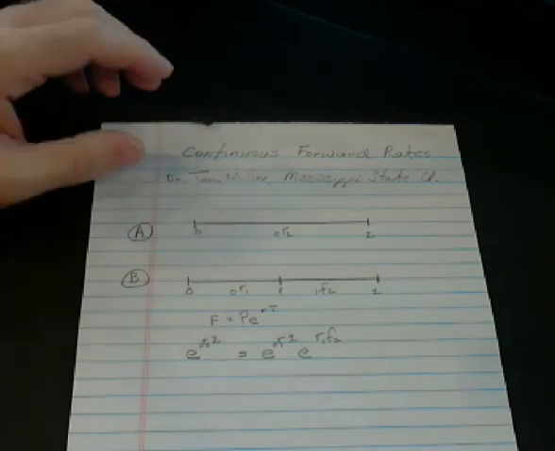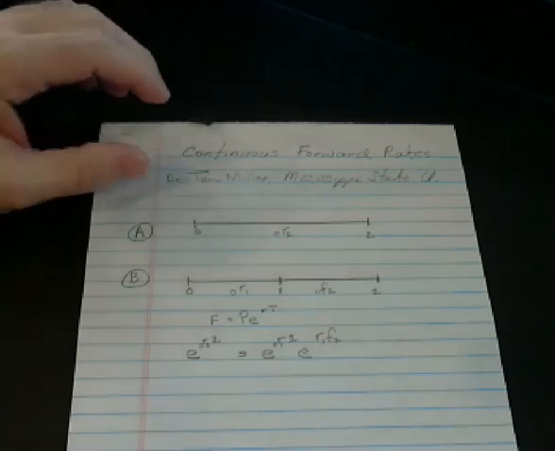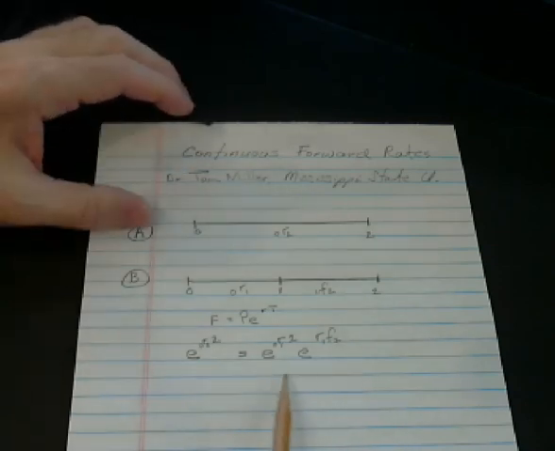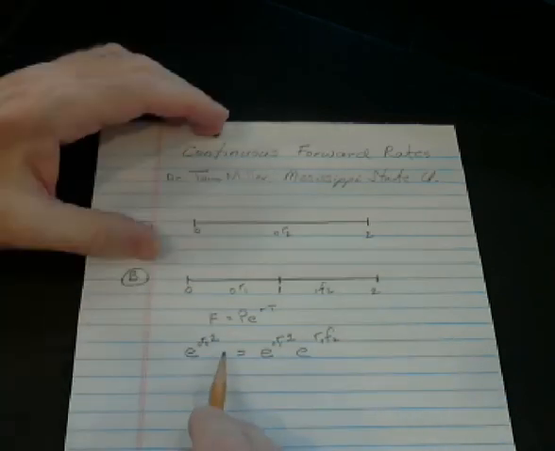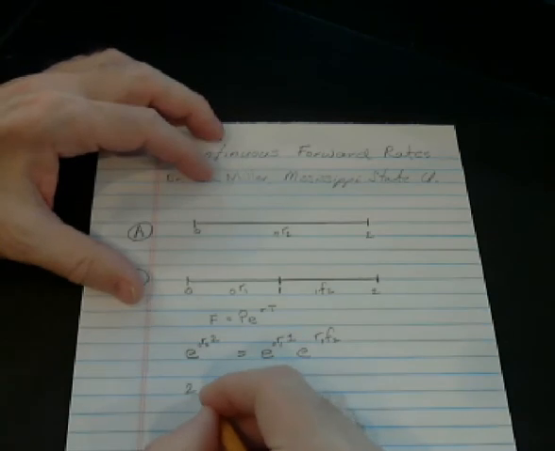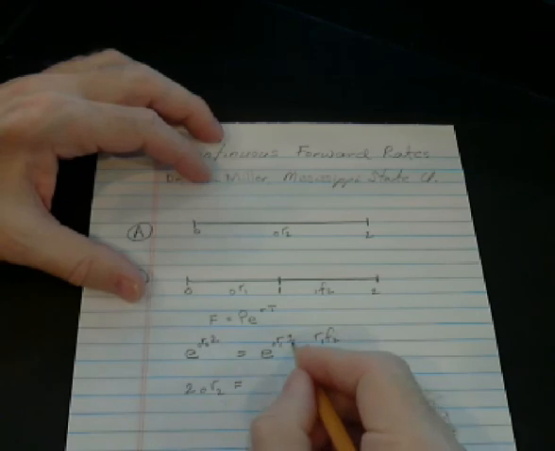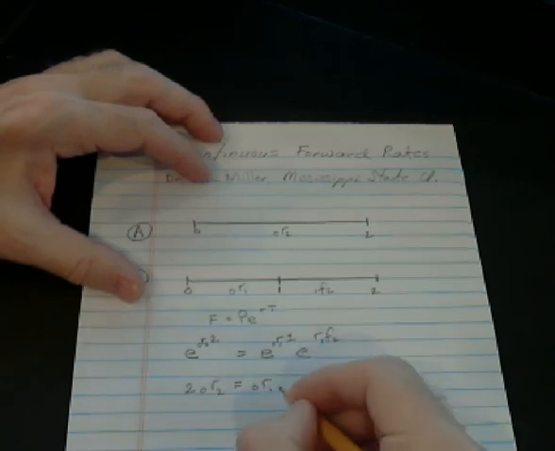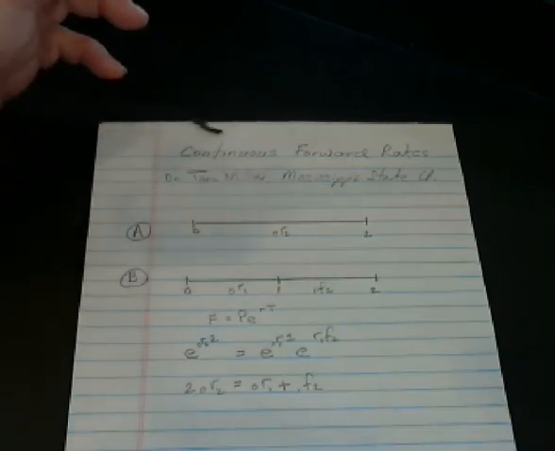Well, we just take the log of both sides, and we know from our theory of logarithms that if you take the log of both sides, this product becomes a sum. And we take the log of e to the R2, that just becomes this exponent. So that would be 2 times 0R2 is equal to 1 times 0R1 plus 1 times 1F2. Gee, that looks pretty simple.